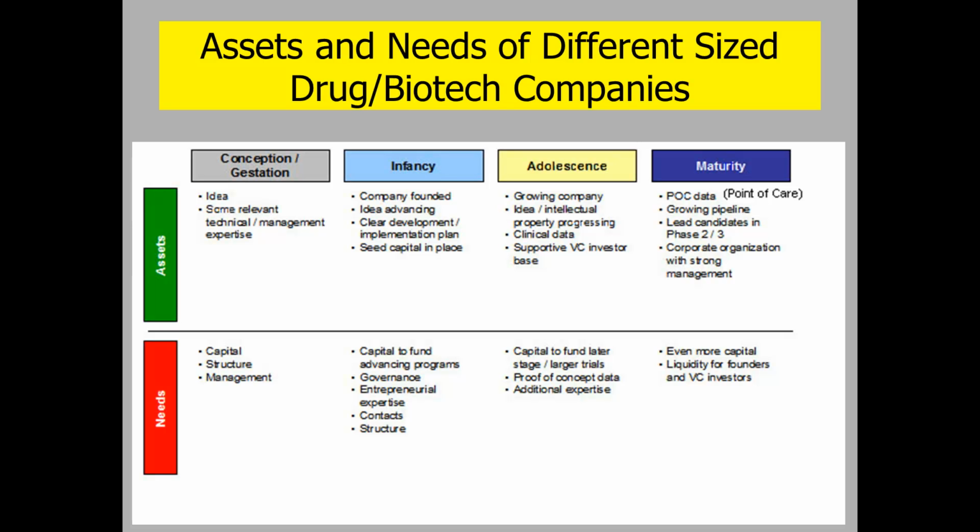And then when you enter maturity, you're going to have point of care type data. You're going to have a pipeline of additional drug candidates that are moving through the system. You're maybe going to have a corporate organization. You're going to have a sales force. And you're going to need even more capital investment, so you're maybe going to take your company public.